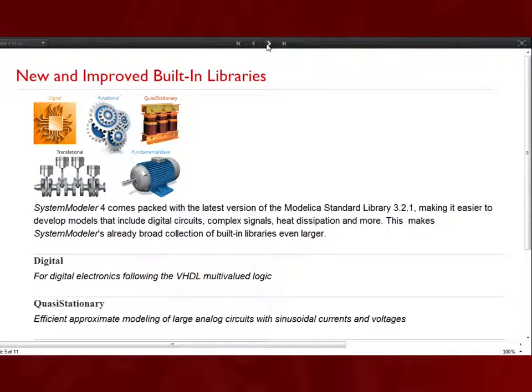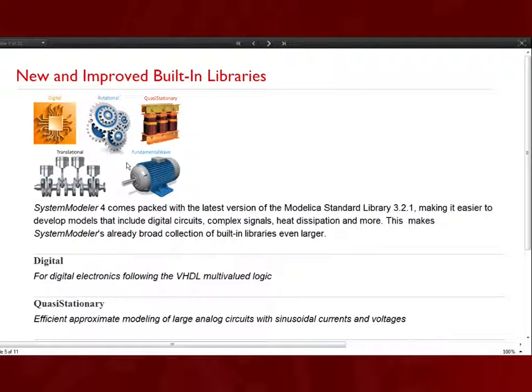Okay, so it's a lot about having built-in libraries so you can drag and drop as many systems as possible without having to do any coding yourself. So with SystemModeler 4, we added a digital library. We added functionality to the rotational and translation mechanical library, added some quasi-stationary and fundamental wave, and you kind of see which type of systems you're supposed to model with the different libraries.